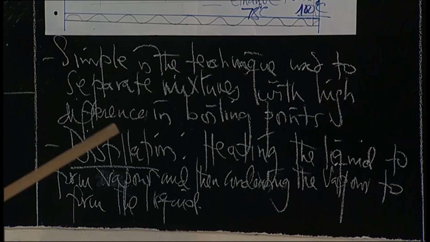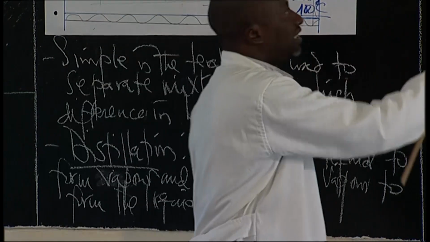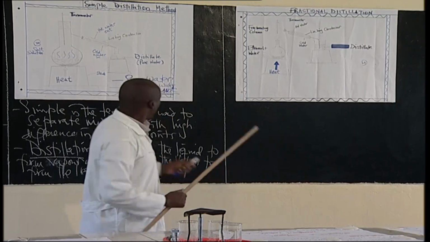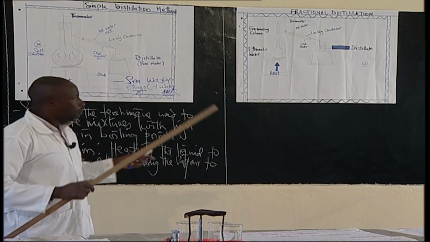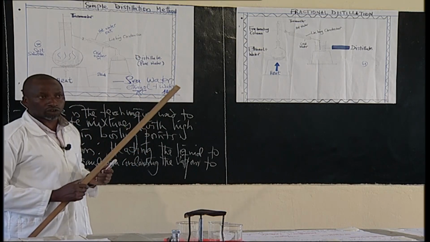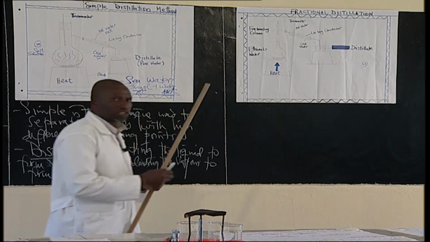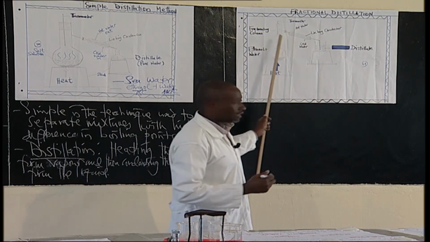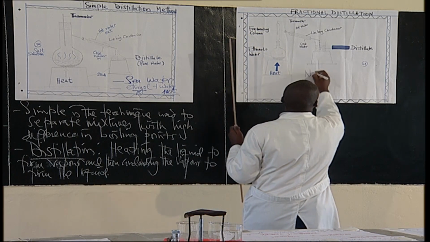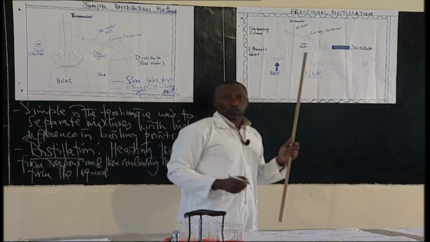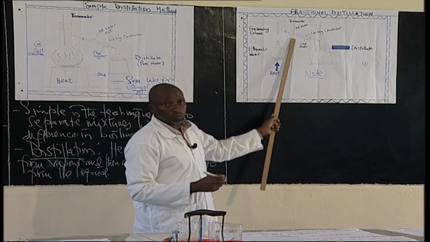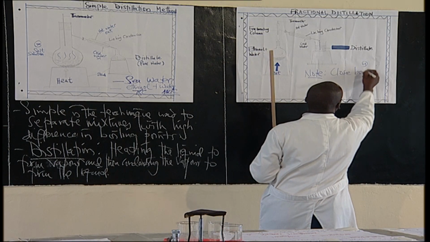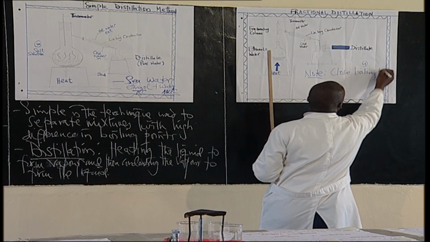So we can proceed and move to fractional distillation. Fractional distillation is somewhat similar to simple distillation, only that the substances to be separated must have close boiling points. This is a very important note to consider: close boiling points.